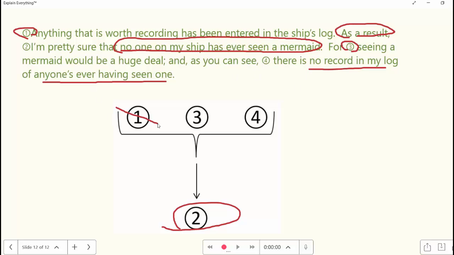If you take out any one of these pieces of information, so if all you know is that seeing a mermaid would be a huge deal, but there's no record in my log of anyone's ever having seen one, you can't get to 2 because you don't know that just because something's a huge deal, it would be the kind of thing that gets into the log.